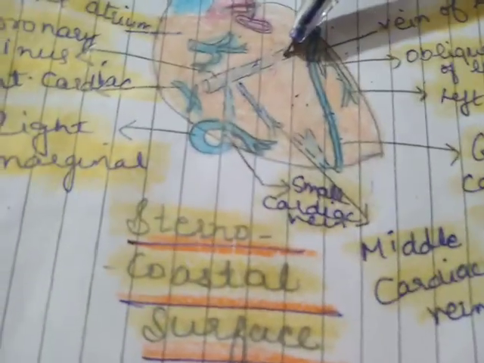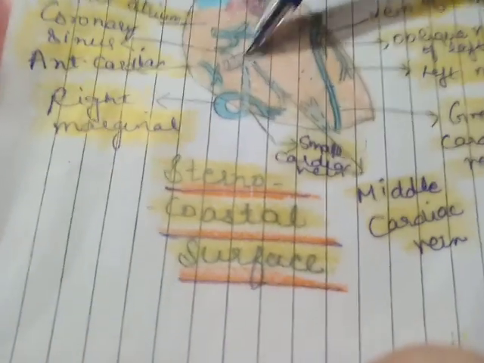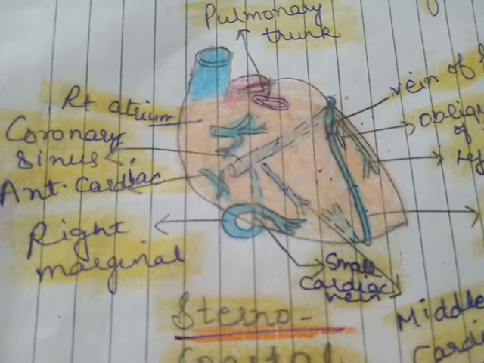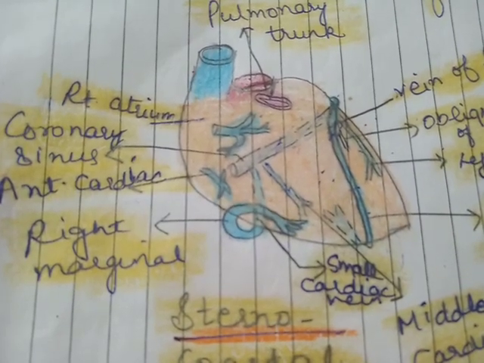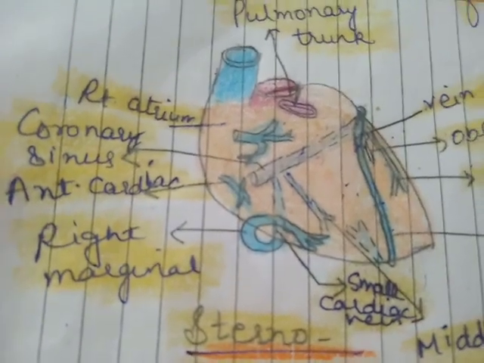On the sternocostal surface, as I have marked with the faint lines, this is the coronary sinus. About 60% of the venous blood drains into the right atrium by the coronary sinus, and the remaining 40% into the different chambers of the heart by two vessels. One is the venae cordis minimae and another is the anterior cardiac veins, right? Venae cordis minimae or Thebesian veins, right?